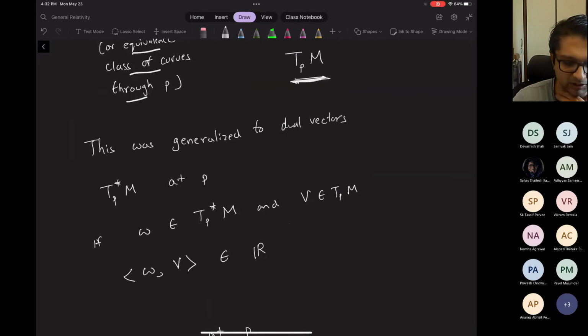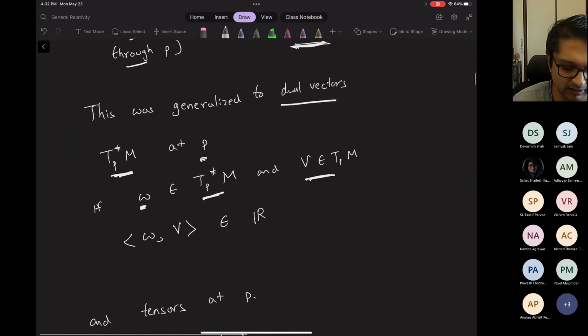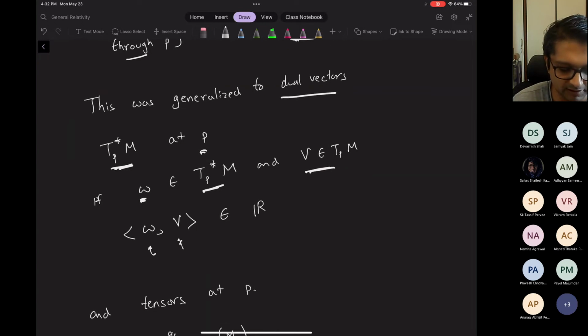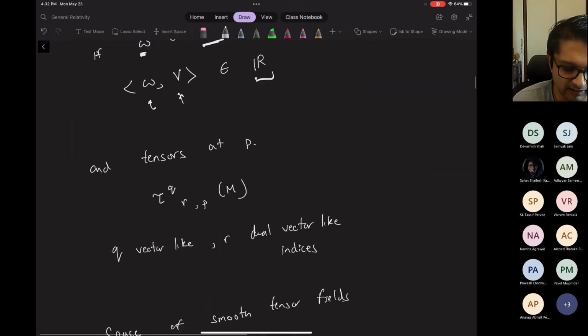And then we generalized this to dual vectors. So we got dual vectors, T_P*(M), at P. We defined a dual vector ω belonging to this dual vector space. If we have a vector V belonging to the vector space T_P(M), then we defined an inner product between the dual vectors and vectors, which belongs to the real numbers. This allowed us to define dual vectors, and then also tensors. These are mixed tensors where you have q indices which are vector-like and r indices which are dual vector-like at every point P on the manifold.